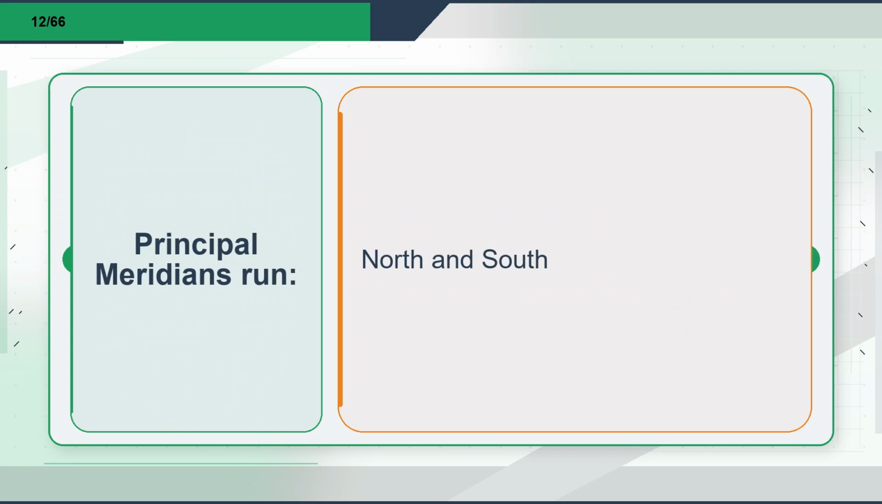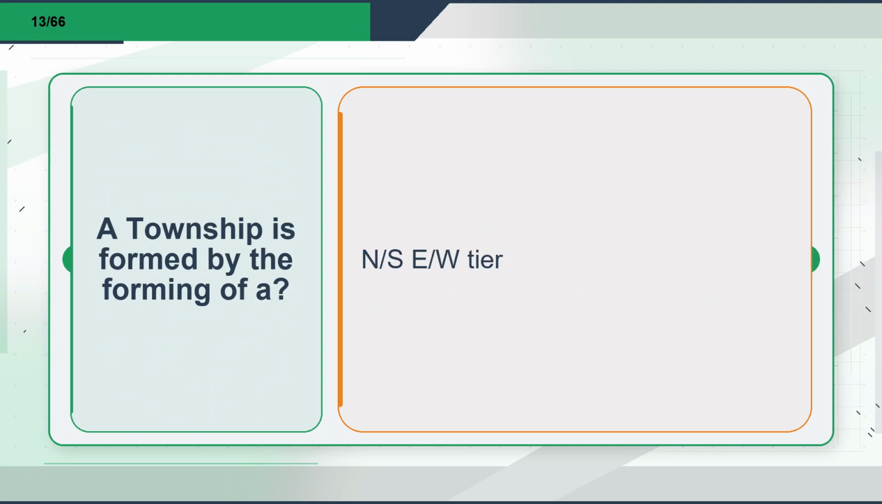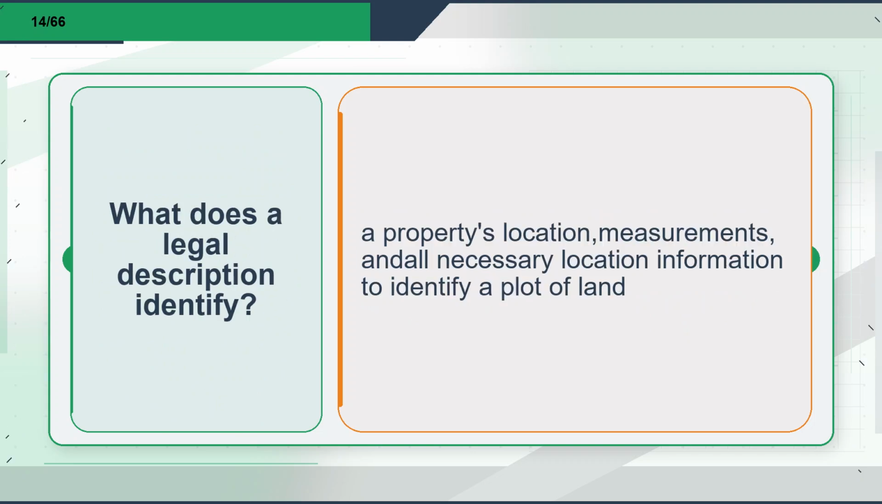Flashcard 12. Term: principal meridians run? Definition: north and south. Flashcard 13. Term: a township is formed by the forming of a? Definition: N/S, E/W tier. Flashcard 14. Term: what does a legal description identify? Definition: a property's location, measurements, and all necessary location information to identify a plot of land.